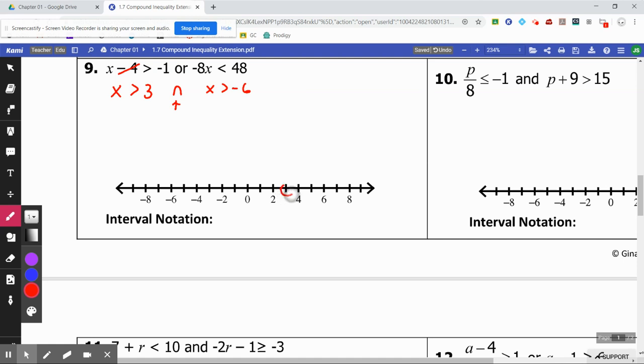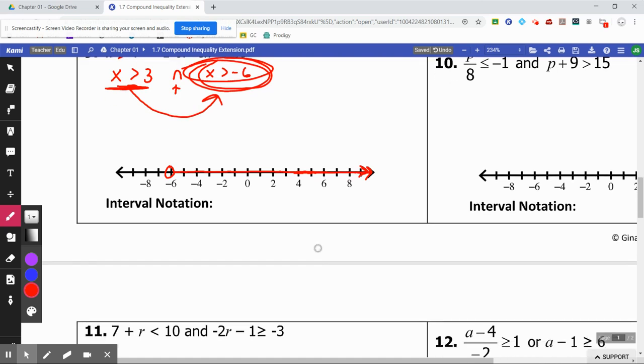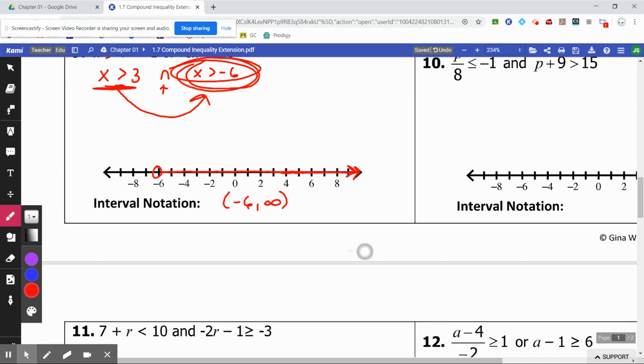X can be any value greater than 3, or x can be any value greater than -6. Well, the values greater than -6 actually include as well the values greater than 3. So if we could actually take away all these values that were greater than 3 and just say that x is all these values, these values are included in those values. So pretty much we can use that as a solution. My answer is going to be any value from -6 to infinity.